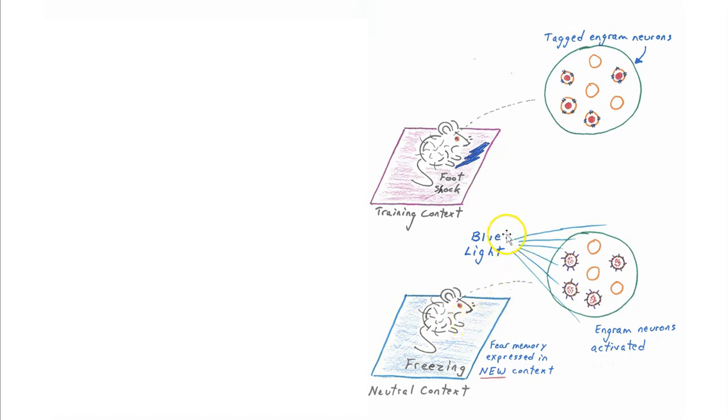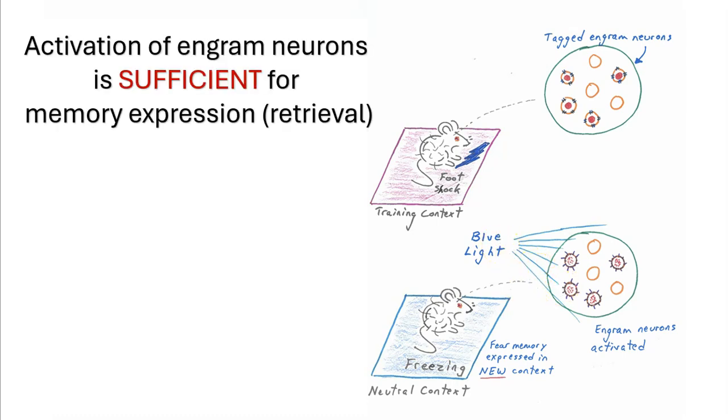Why is that? Because scientists were now shining blue light on those engram neurons and reactivating these engram neurons in a new environment, in a new context. So the fear memory is being expressed in a new context because scientists just reactivated those engram neurons with the blue light. This illustrates that activation of engram neurons is sufficient for memory expression, in this case retrieval.